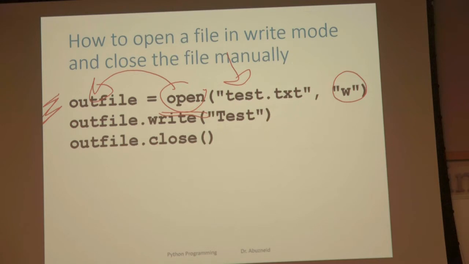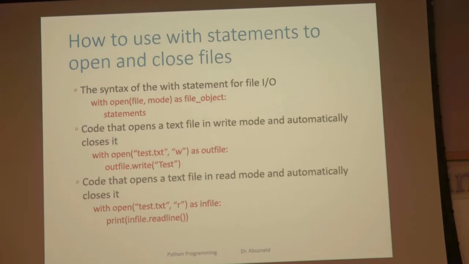So we opened it. We give the name of the physical file. We move the physical file as an object to the object in the program. We gave it a write mode. Then after that, I could write to it. And after I finish, I could have like 20 lines of writing. Then after that, I close it. All right? So this is like manual close. So how to use the with statement to open and close files automatically.